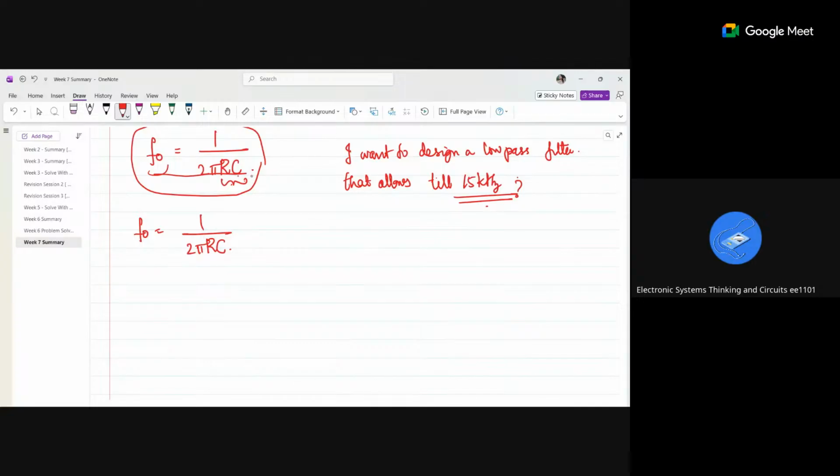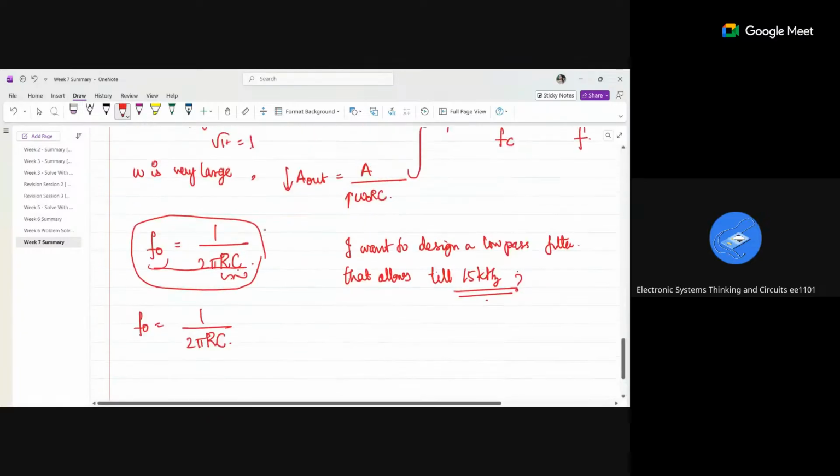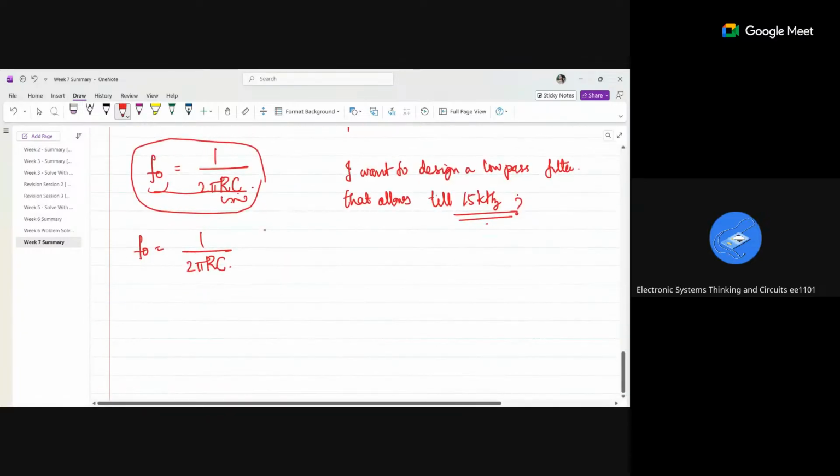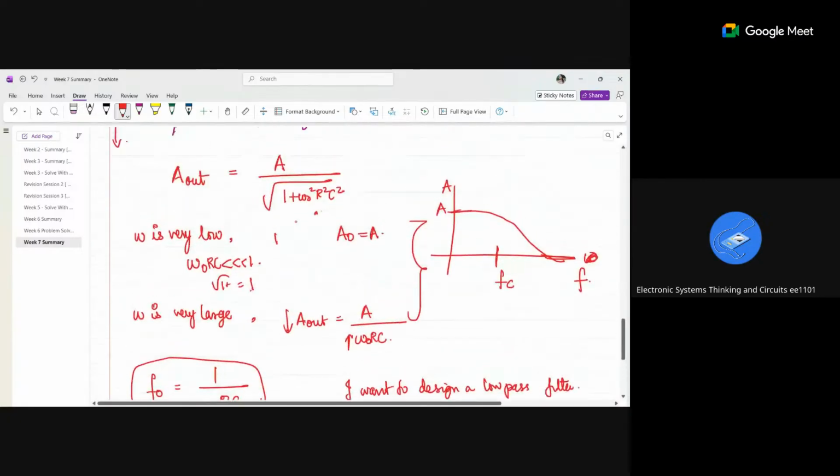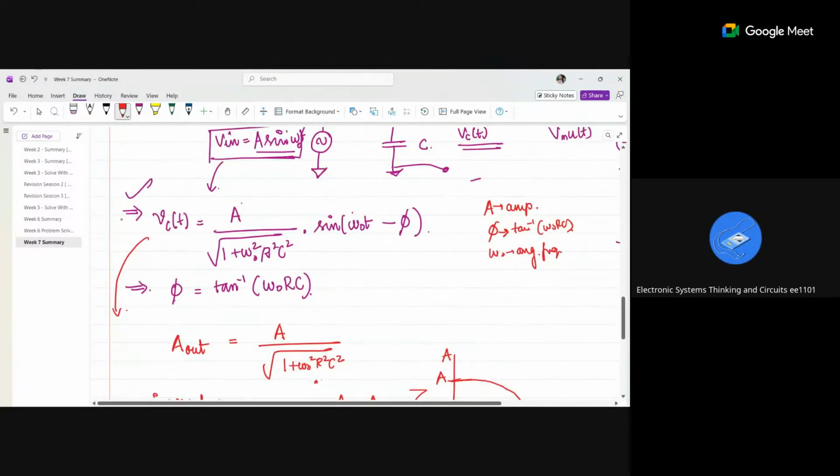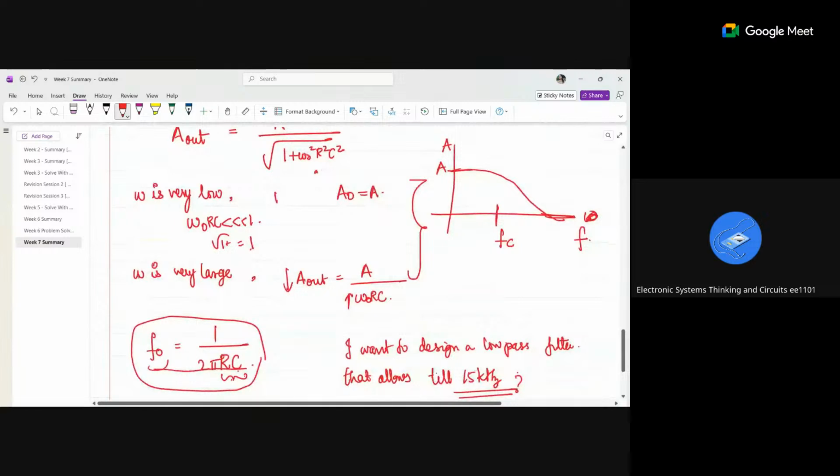Once you understand the high pass filter, it will be easy for you to understand this also. So there are mainly three formulas to remember: this Vc of t, this phi, and this f naught.